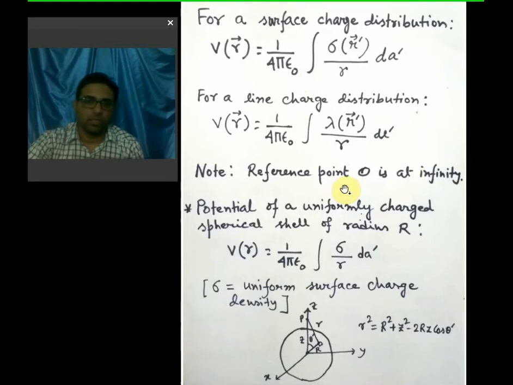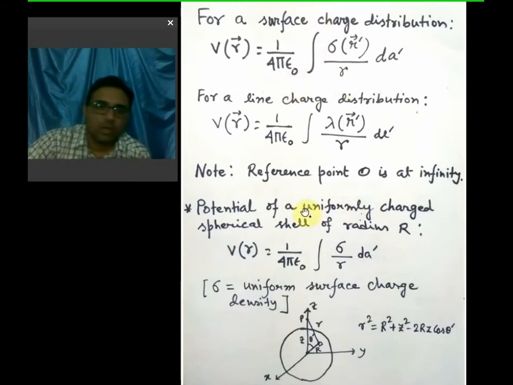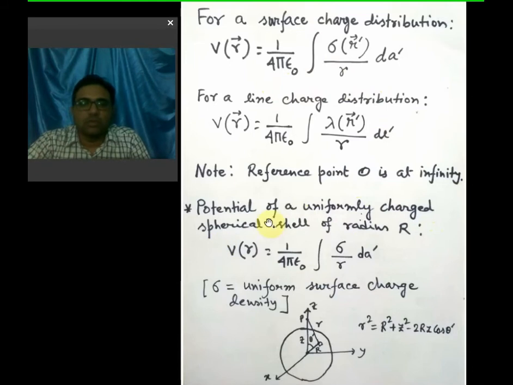Now let's take one example, the spherical charge distribution that we discussed in the last class in a different way, where we found the form of the potential. Here the starting point is this equation: 1 by 4 pi epsilon naught integration of sigma by r dA prime. Here we want to find the potential of a uniformly charged spherical shell of radius R, and we have to use this form of the potential. This sigma is uniform over the surface of the spherical shell.